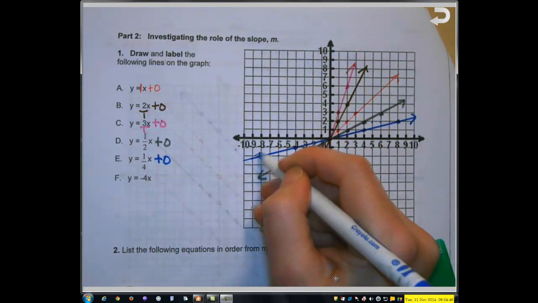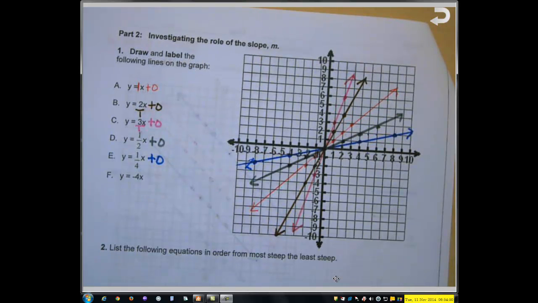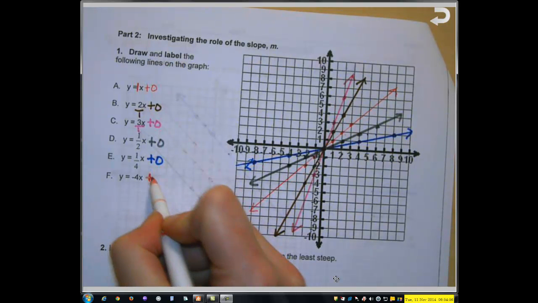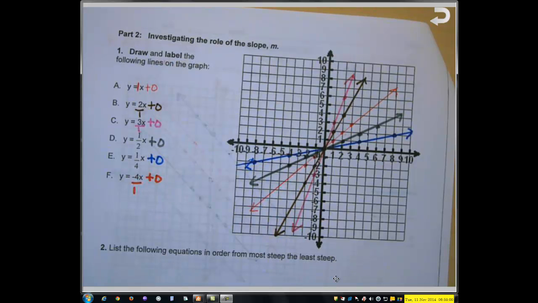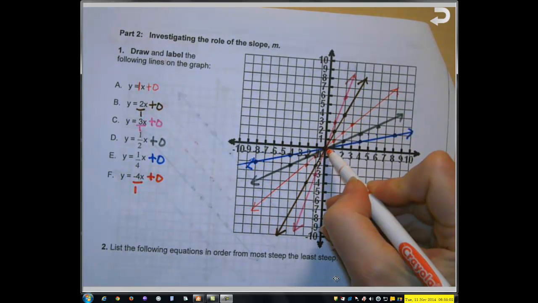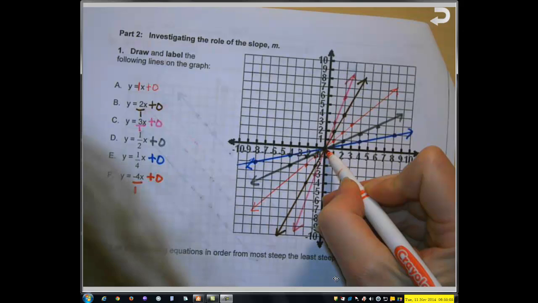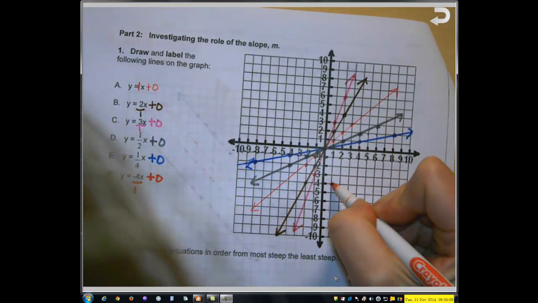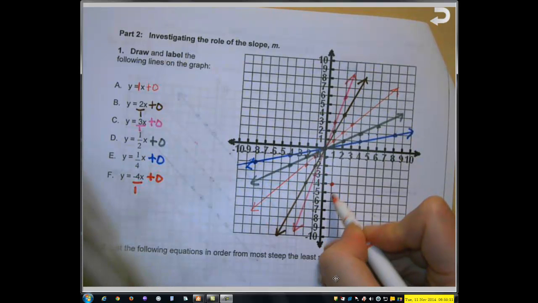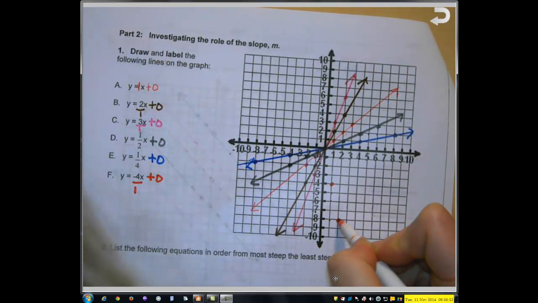There we go. So what is happening to these lines? Now our last one, we're going to graph y equals -4x. So now our slope is negative instead of positive. Same y-intercept, but this time we're going to go down 4 and right 1 because we have a negative slope.